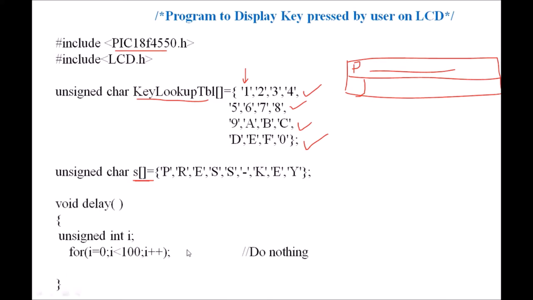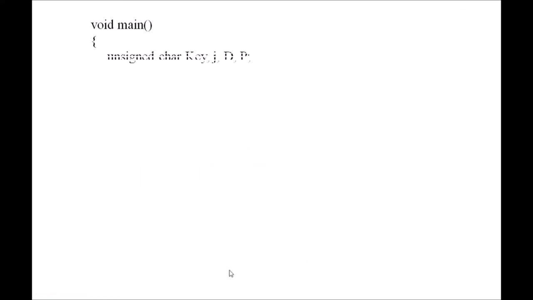Here we'll write a for loop, that is to generate a small delay. Then the main program is written here. The few variables we want to use in our program are declared here, like J, K, D and P. You can give any name to a variable.